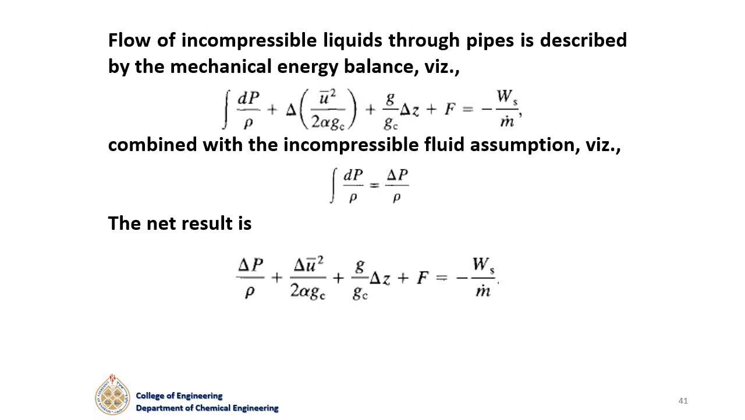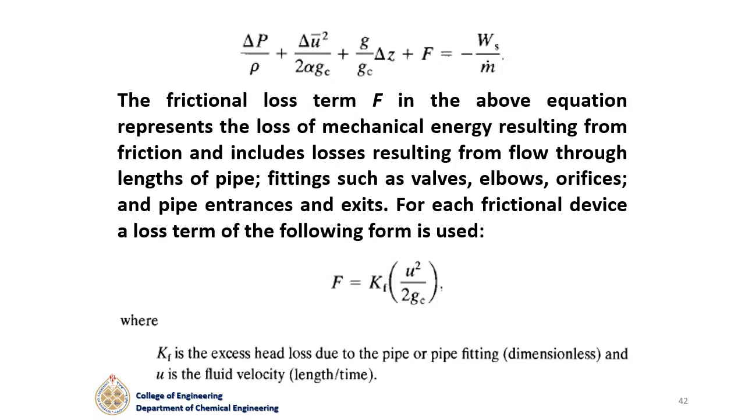So if you want to talk about the flow of liquid through pipes, again we are going to go through our mechanical energy balance, and that we already said. Delta Z is equal to 0, Ws is equal to 0, and we are going to have simpler terms here. One of the terms here that we want to consider is the F term. What is F? F is the friction loss. How to calculate friction loss? I already know the velocity. I know GC. I need to find KF, which is the head loss.